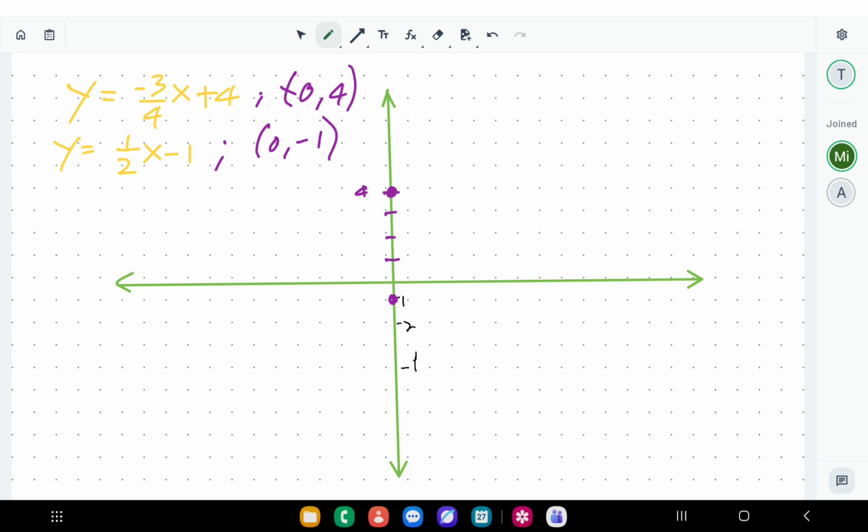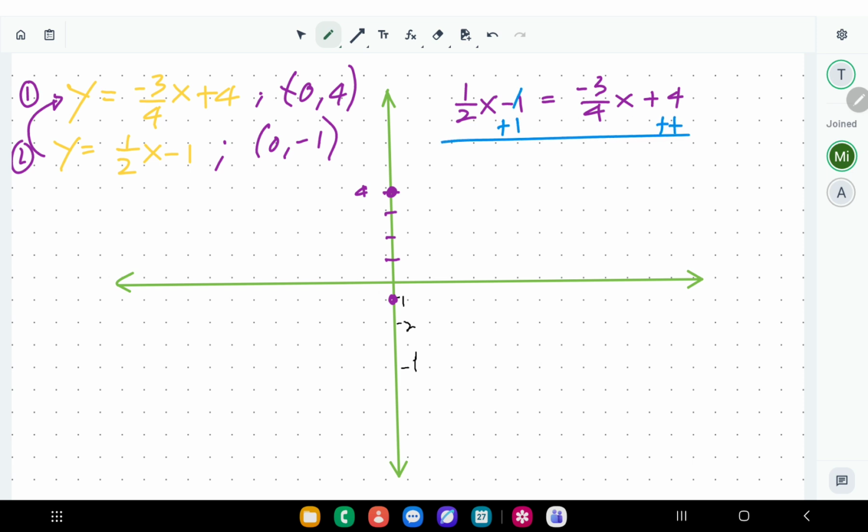And then solve for the first variable of the equations. We can do substitution. We can substitute y here, the second equation to the first equation. So this is our first equation, second equation. We do like this, so we can solve for x. So that is 1/2 x minus 1 equals negative 3/4 x plus 4. Then we group like terms. We add 1 to both sides. So this is 1/2 x equals negative 3/4 x plus 5. Then we add 3/4 x to both sides. So this is 1/2 x plus 3/4 x equals 5.